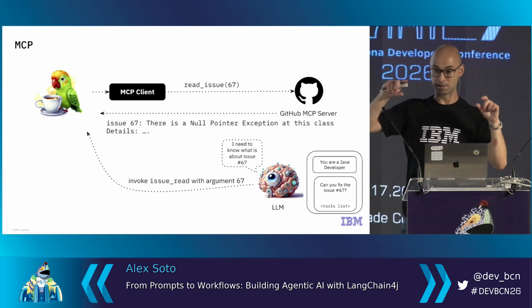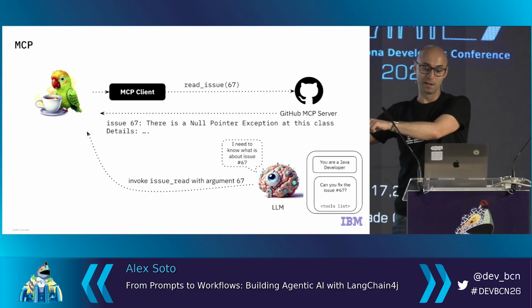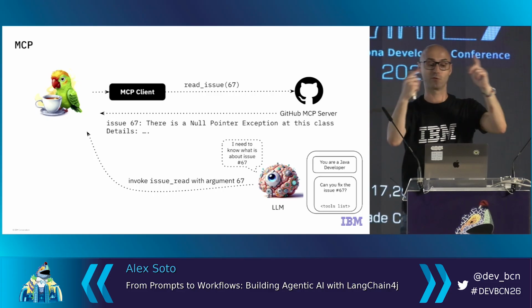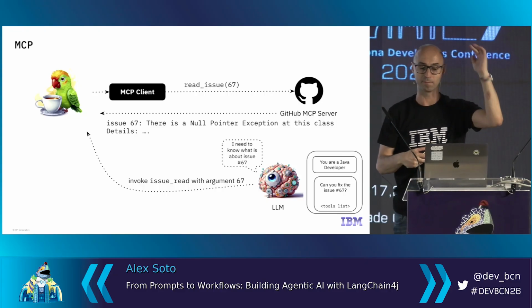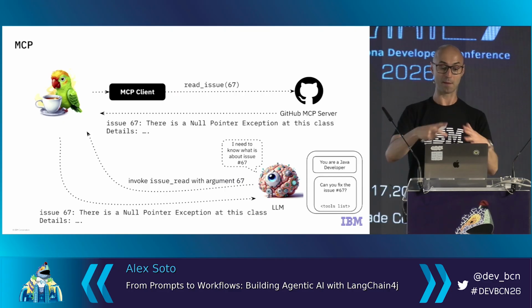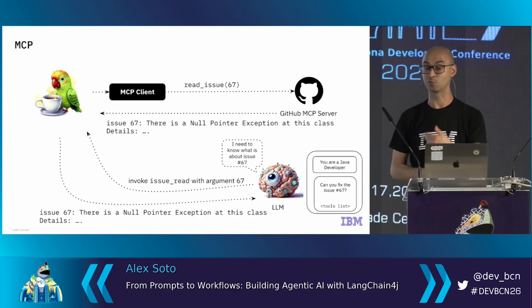Okay, then the MCP server will connect to GitHub. GitHub will return the description to the GitHub MCP server, and the MCP server will get me back the results saying, okay, there's a null pointer exception at this, blah, blah, blah. Okay, all the information. Great. Now I've got everything. I put it all together, and I send it to the LLM.